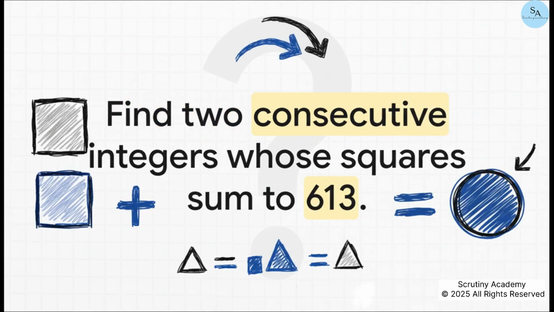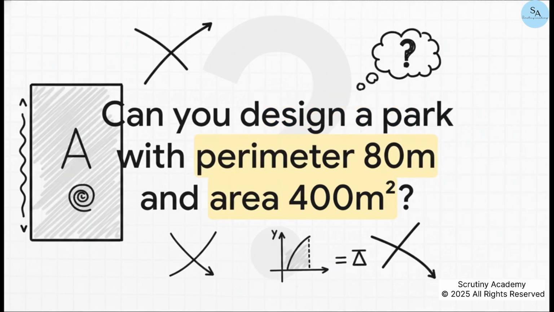Question 4 for you. How do you represent 2 consecutive integers using algebra? Well, you can call them x and x plus 1. Now go ahead and build your equation from there. And our final quiz question. First, set up your equations for perimeter and area. Then, when you try to solve for the length and the breadth, what does the discriminant tell you about the solution? Is it even possible?